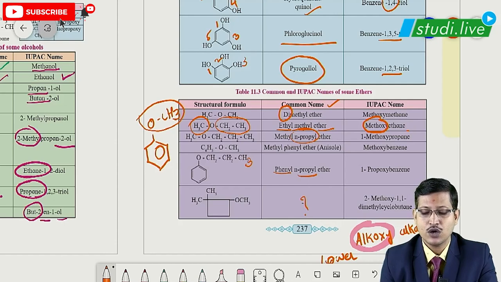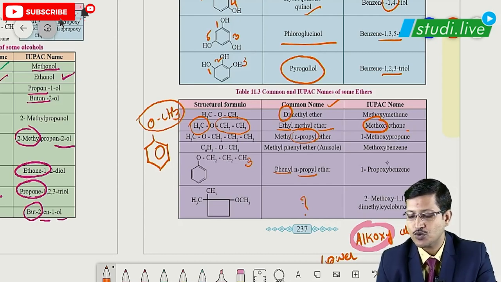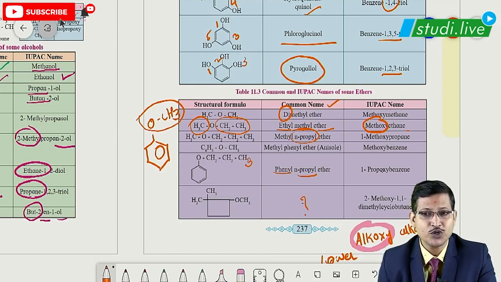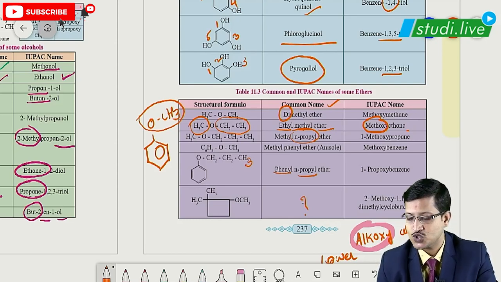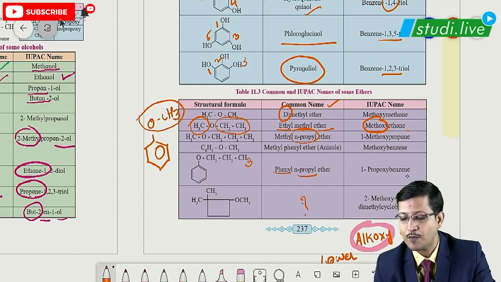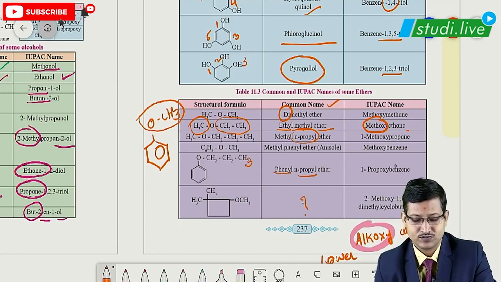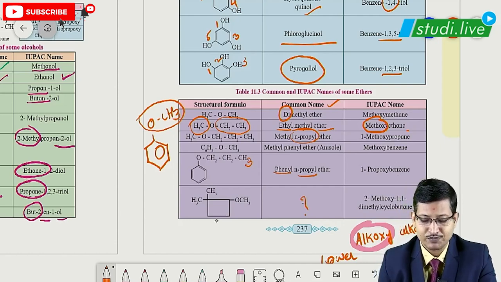Alright, the next one you have, again this is 1, 2, 3. This is 1-propoxy. 3 carbon atoms, so for 3 carbon atoms it is prop. So it is 1, 2, 3 propoxy. Oxygen is there, so propoxy, and then you have a benzene ring. So it is propoxybenzene.